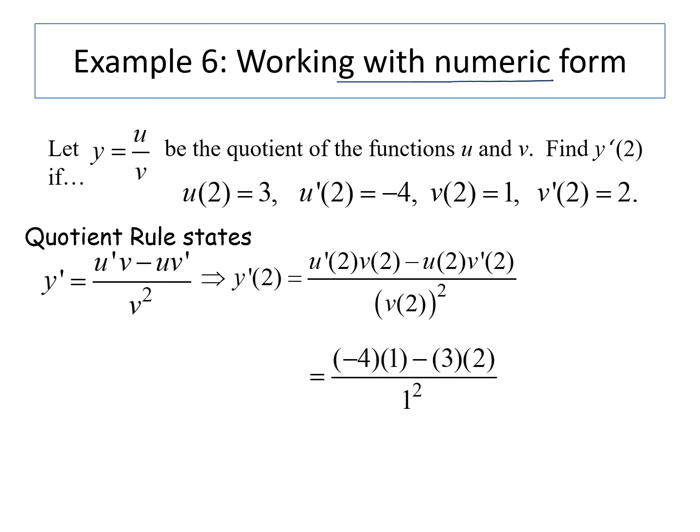And then we'll substitute in the proper pieces. So u prime of 2 is -4, and then so forth. We get 1 minus 3 times 2 as we substitute in those pieces of u of 2 and v prime of 2, all divided by v of 2 is 1, and then we quantity square. And so that will clean up to -4 minus 6, which is -10. So that is our derivative, y prime at 2. All right, so that's a numeric form.